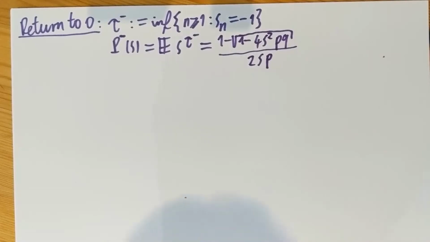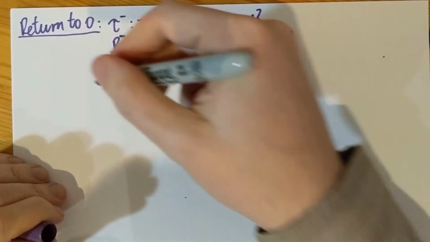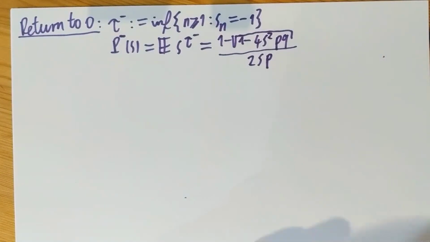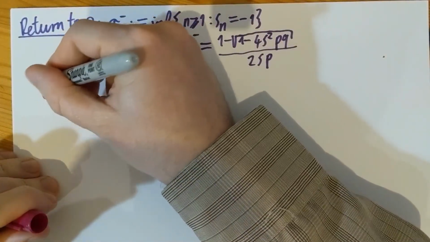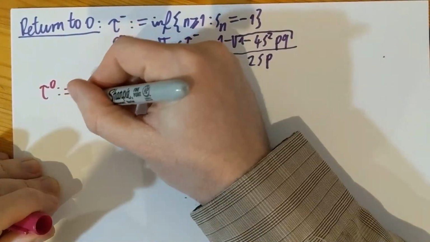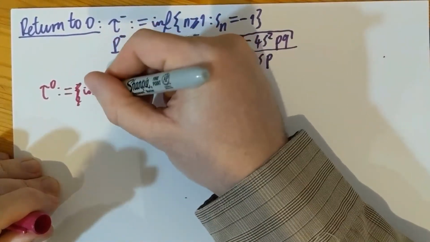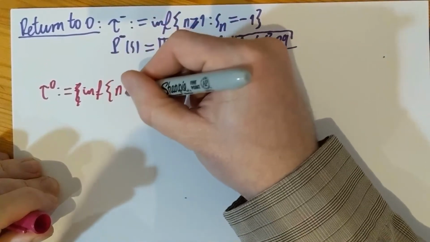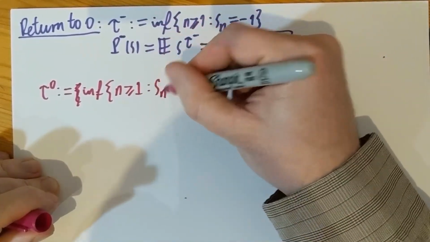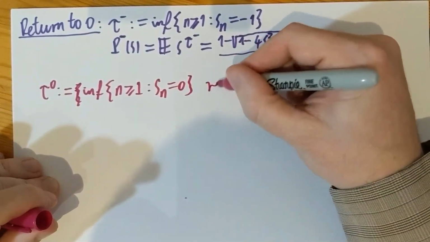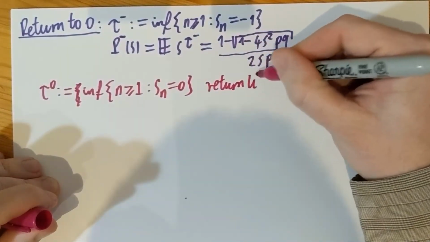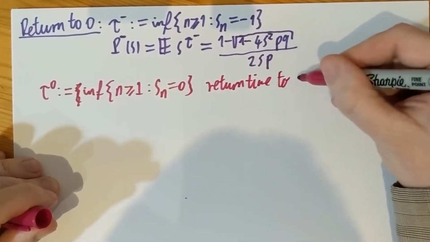Now, the other quantity I want to introduce is tau 0, but before that I'm going to take yet another color. Tau 0 is going to be the first time, at least one, when Sn is 0. And so this is going to be the first return time to the origin.